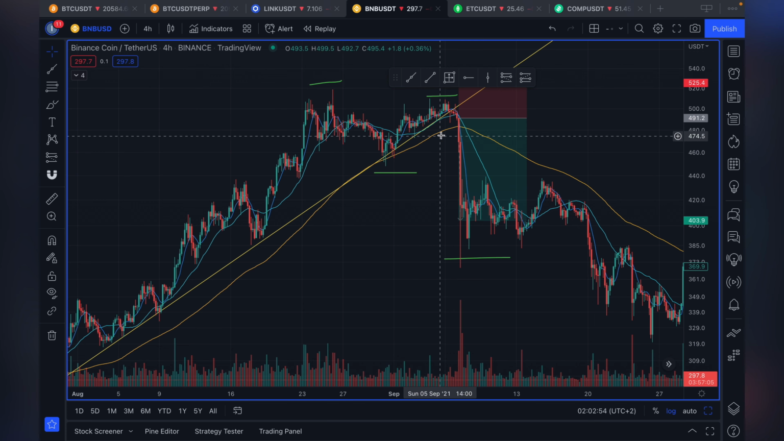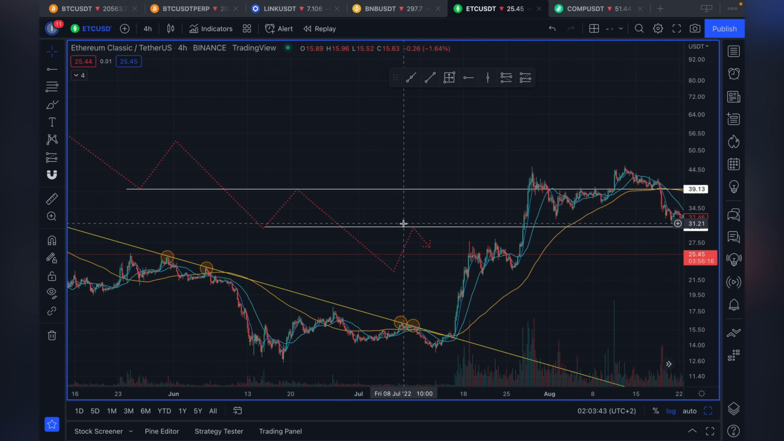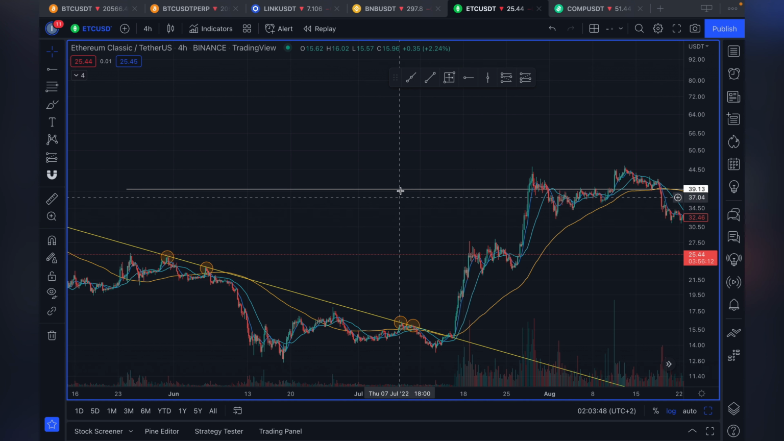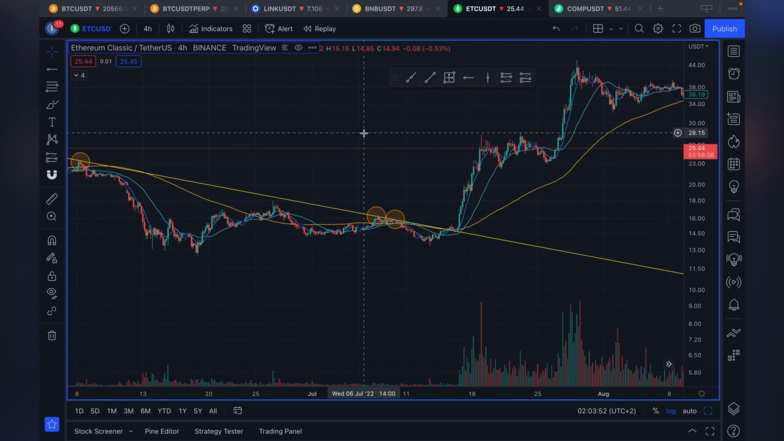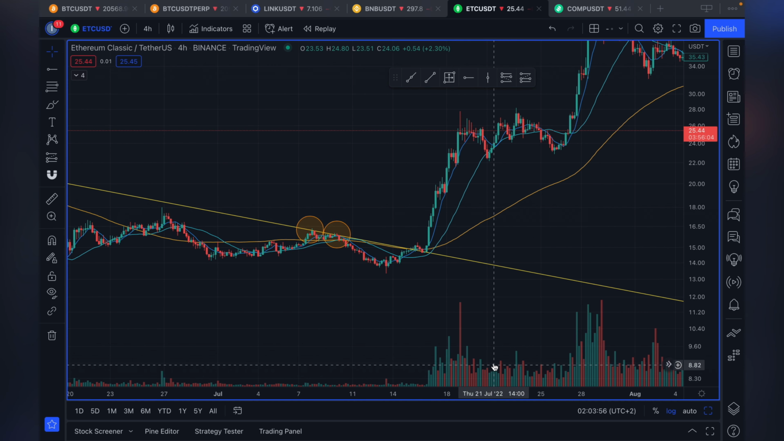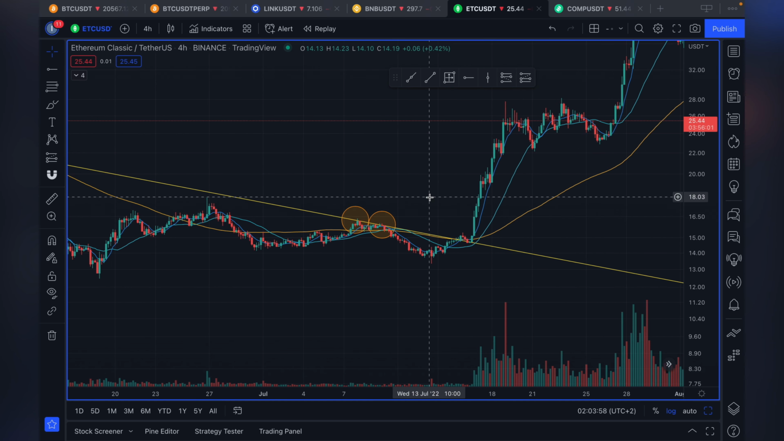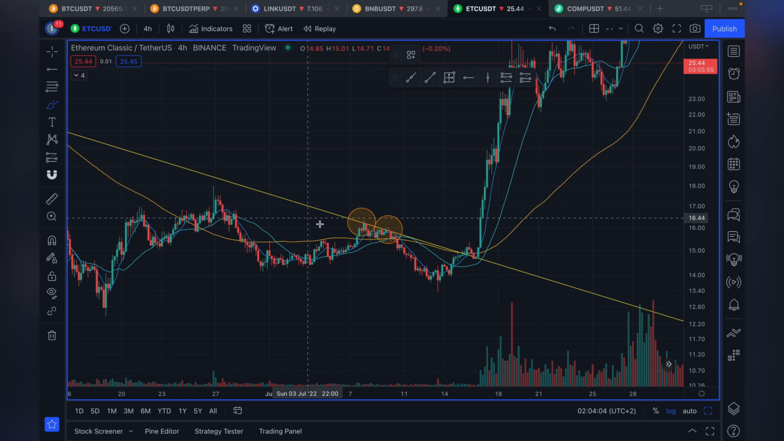So here is the first option. The next option for how you can use this knowledge is also a break of the trend line, but with a retest. What is a retest? It's a more conservative way. It gives you more understanding. So let's take a closer look.